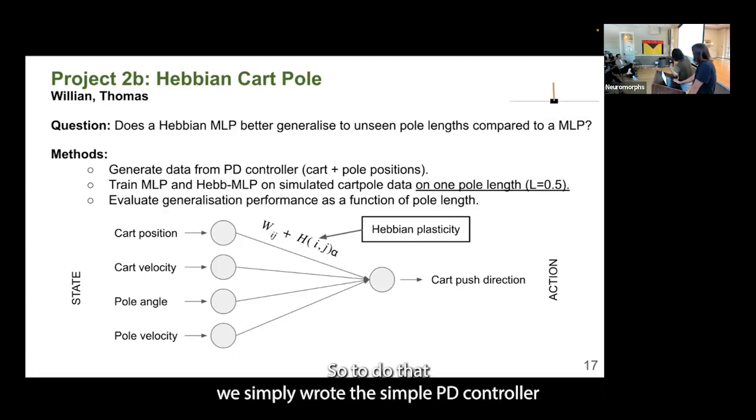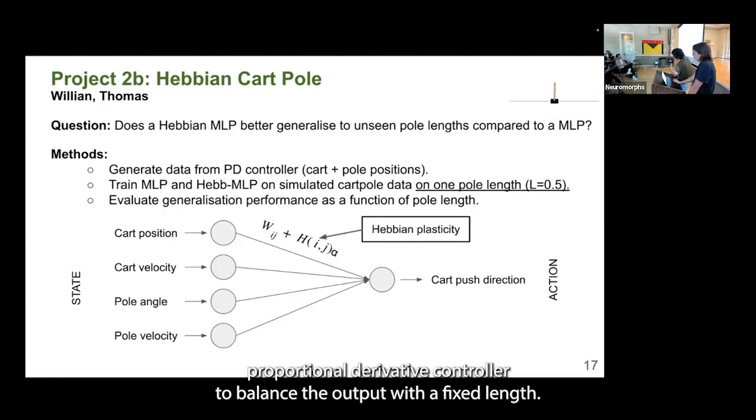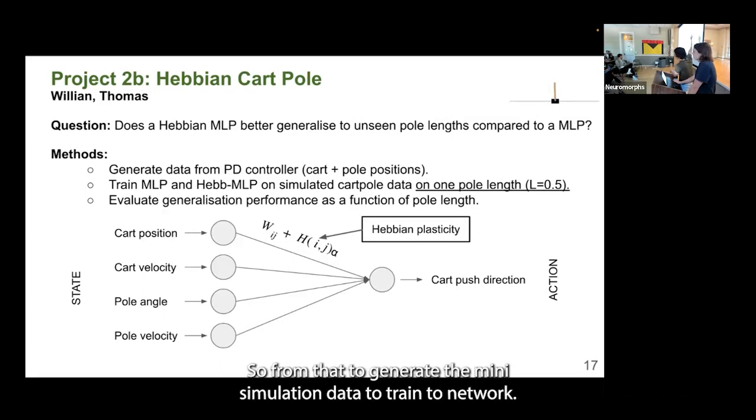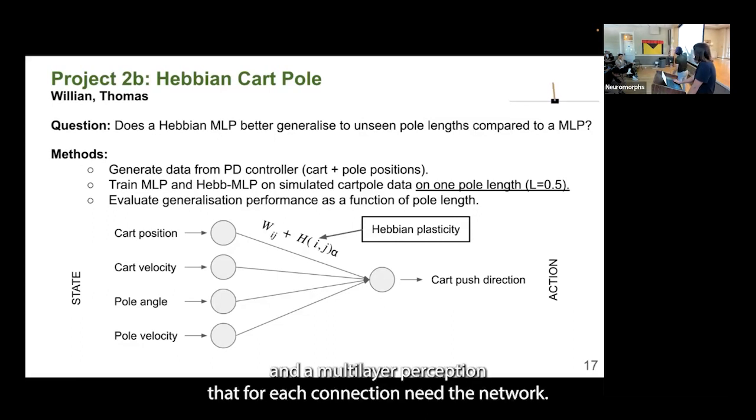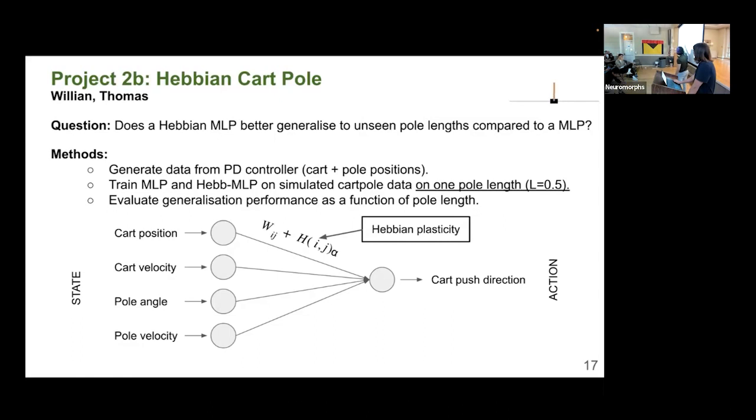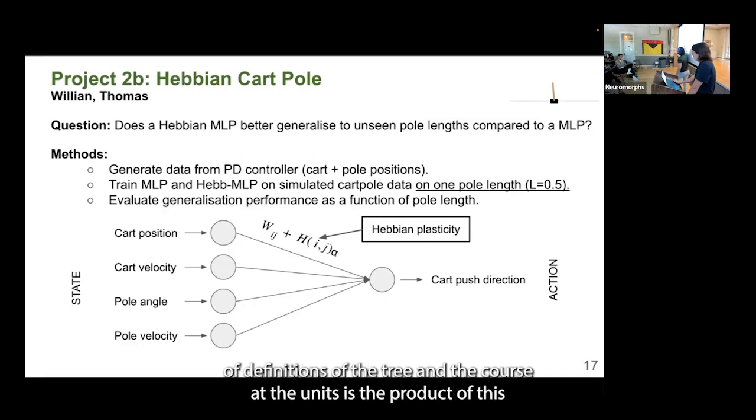To do that, we wrote a simple PD controller, proportional derivative controller, to balance the cart-pole with a fixed length. From that, we generated many simulation data to train 2 networks. Both, as I said, a regular multi-layer perceptron and a multi-layer perceptron where each connection in the network has this term here, which is simply a function of the activations of the pre- and postsynaptic units. It's a product of these 2 activations.